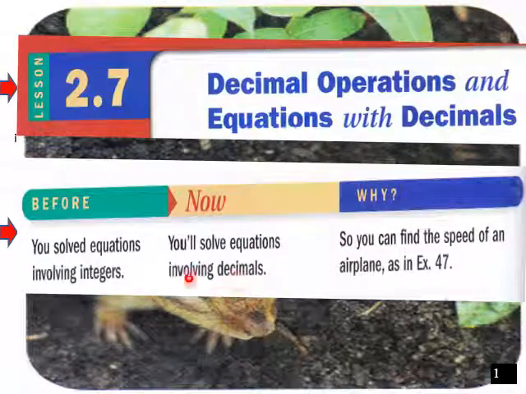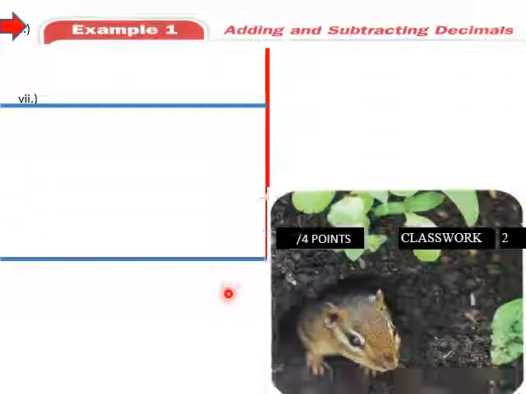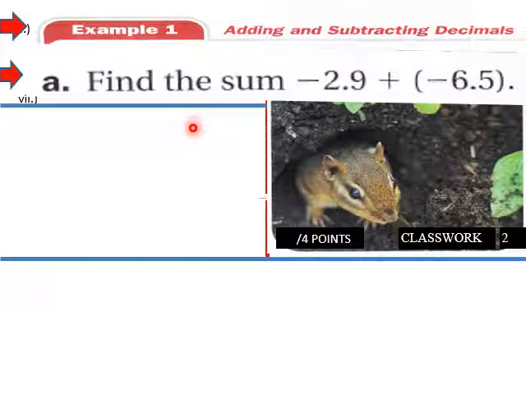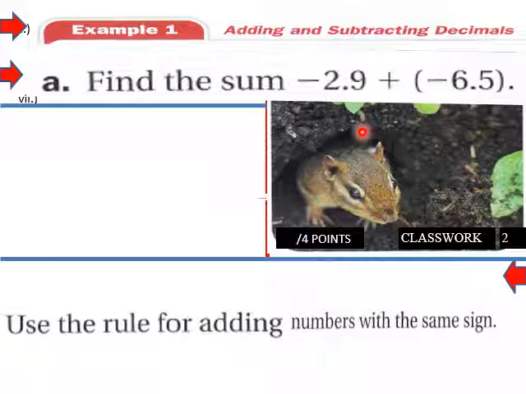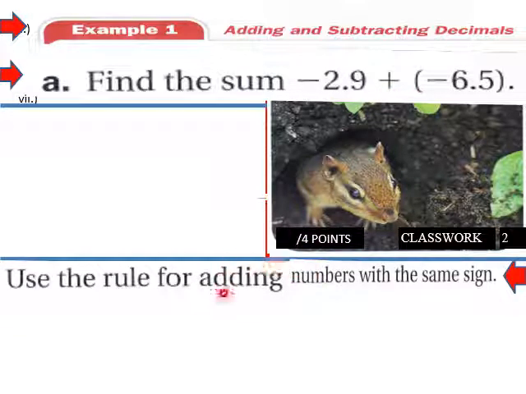Okay, into our lesson, you solved equations involving integers. You'll solve equations involving decimals now. Example 1, adding and subtracting decimals. Find the sum here. So use the rule for adding numbers with the same sign. Both of these are negative, yes?